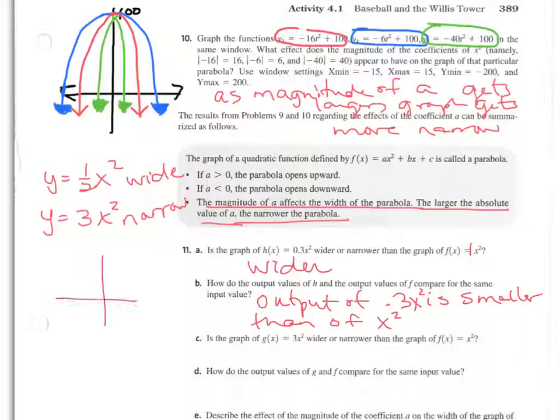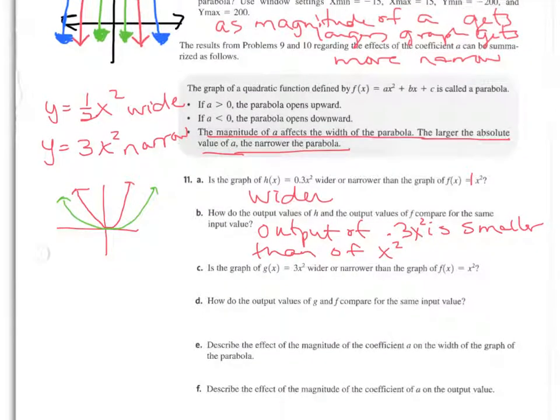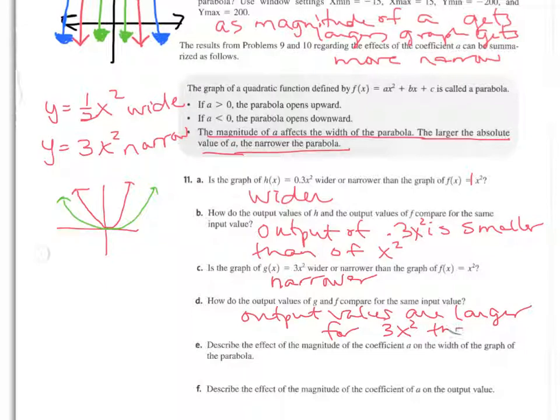Let's just say that the x squared is like this. Well, then the other one has smaller outputs, which makes it wider because the y values aren't as large. So is the graph of 3x squared wider or more narrow than the graph of x squared? The 3x squared is going to be more narrow, because its output values are larger than those of x squared.